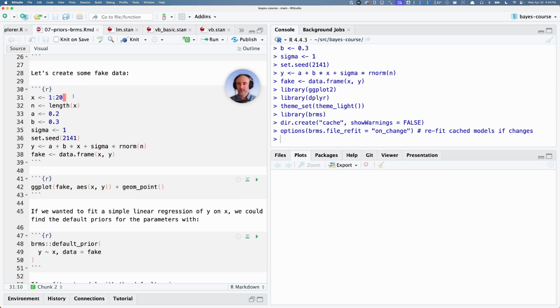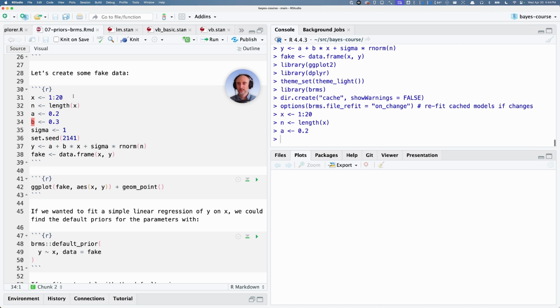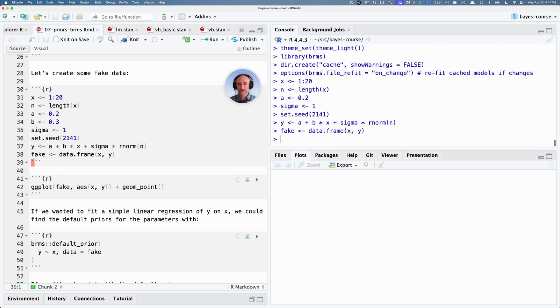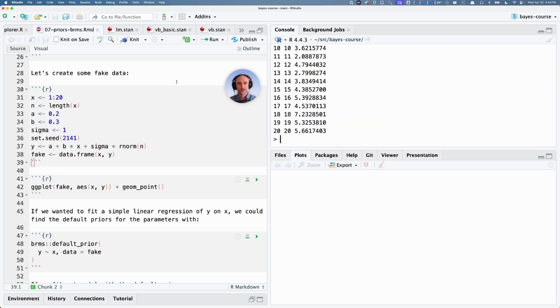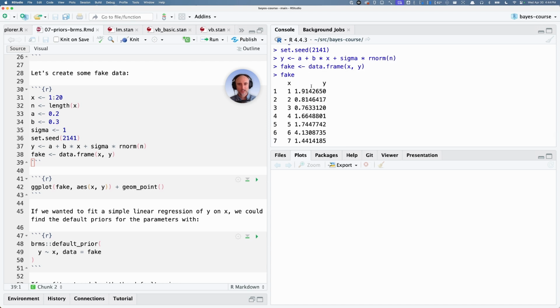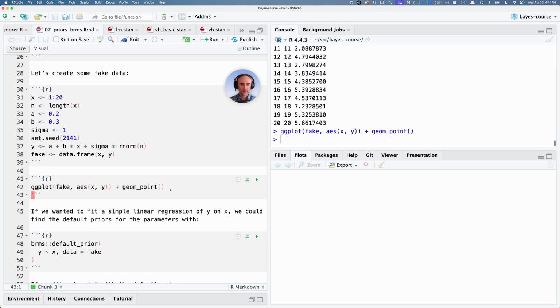We have some predictor that goes from 1 to 20, a slope of 0.3, an intercept of 0.2. We have some observation error. And with that, we've created a data frame with a predictor X and 8 observations of Y. We can plot that here.